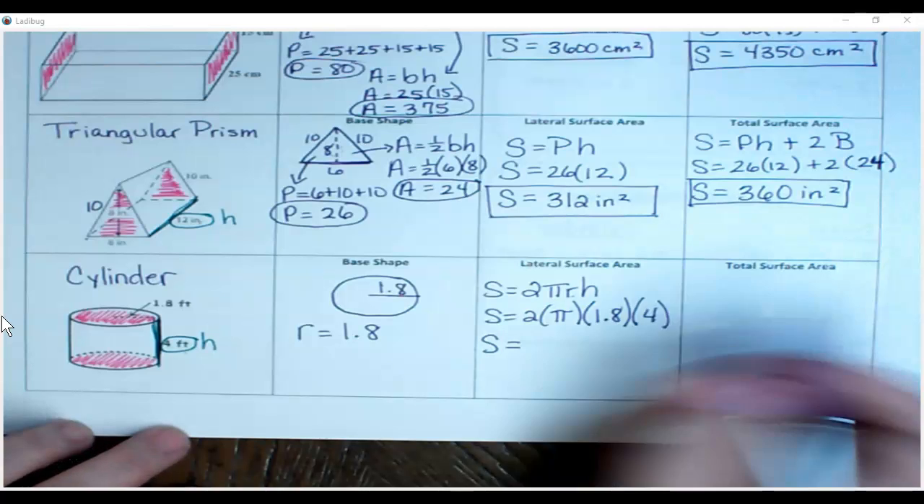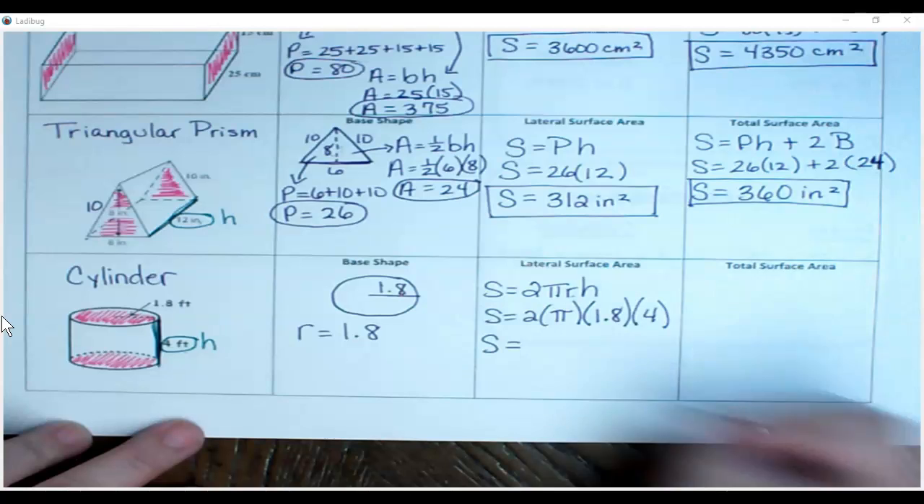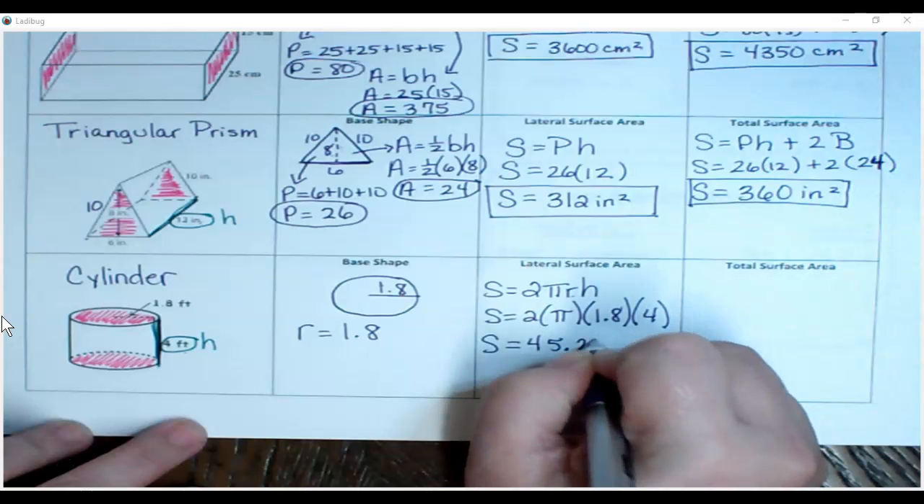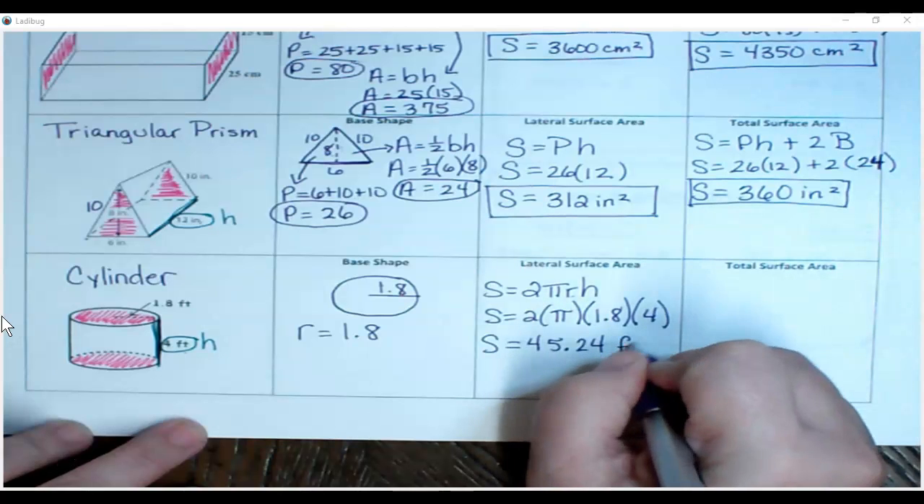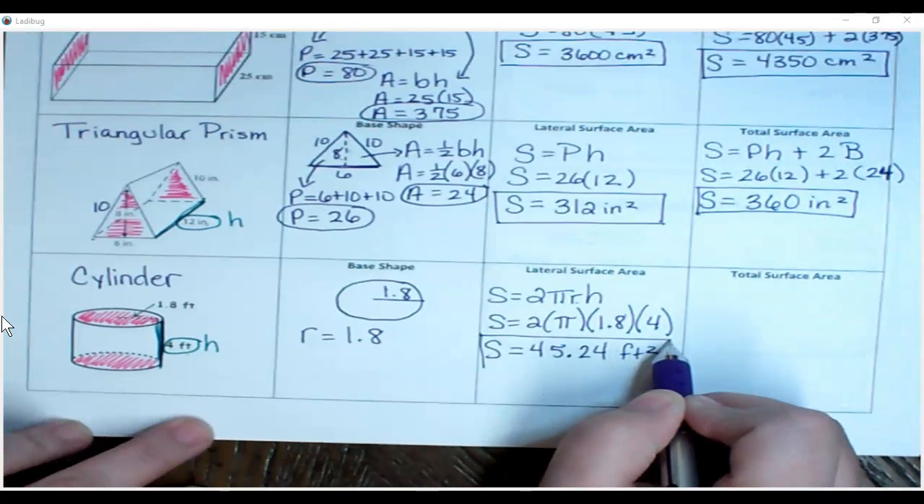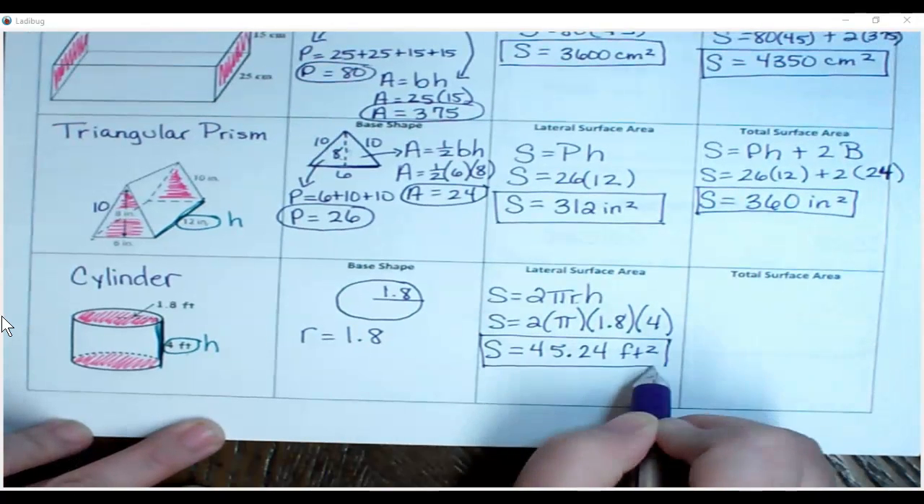All right, your surface area, we're going to round it to the nearest hundredth. So 45.24, and it's feet squared. 45.24 feet squared.